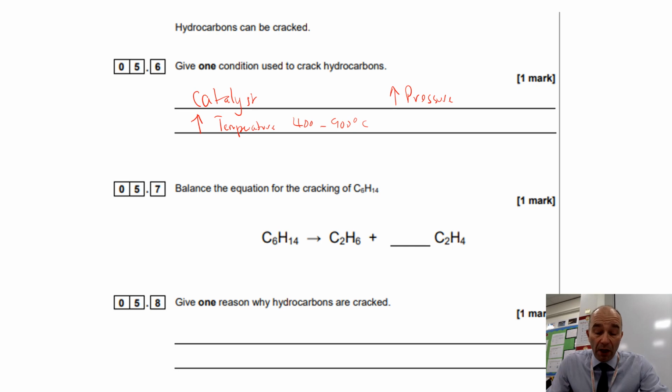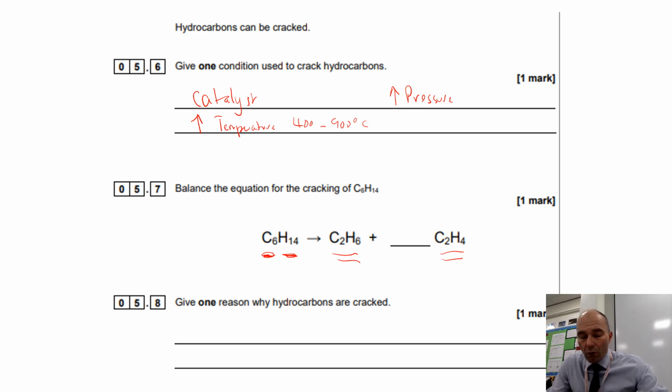And then the next question is we need to balance the equation for the cracking of C6H14. Now here, again, this just comes down to being able to do a little bit of maths. We're starting off with 6 carbons and 14 hydrogens. Remember, we have to use up all of those atoms. Now, on the right-hand side, we've got ethane forming. That's C2H6. And then we also get ethene forming. Remember, in cracking, you always get an alkane and at least one alkene forming.